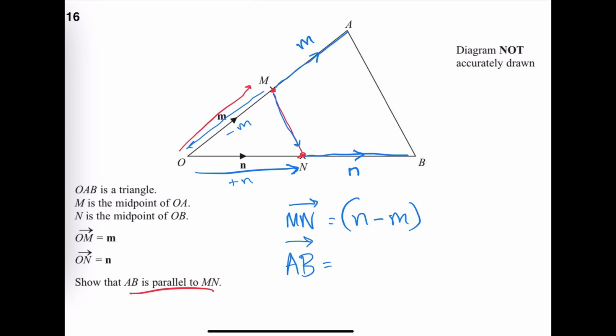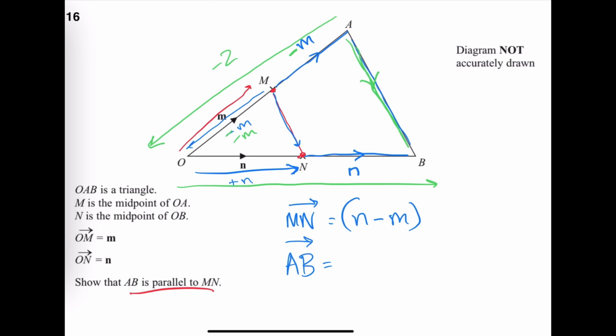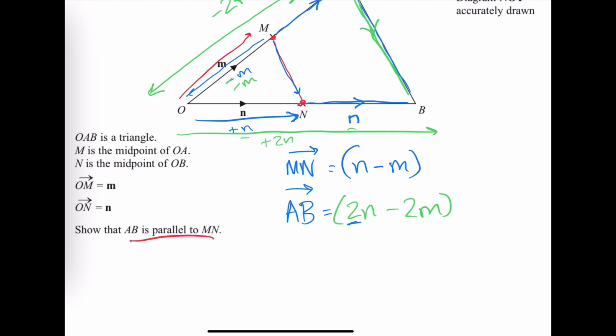So if we just find what A to B is, we'll do this in green. We want to go this way. Another way to go that way is to go from A to O and to go from O to B. So we're going to do minus M again. So this 2 minus M is minus 2M. And then we have plus 2N. So we do 2N minus 2M. We can see over here that we can factorize this 2 out. So AB equals 2 times N minus M.